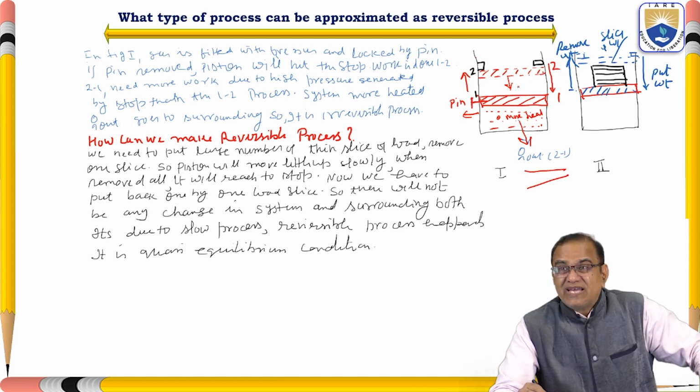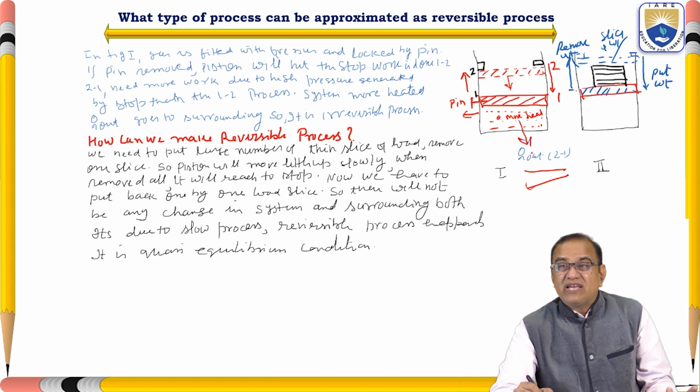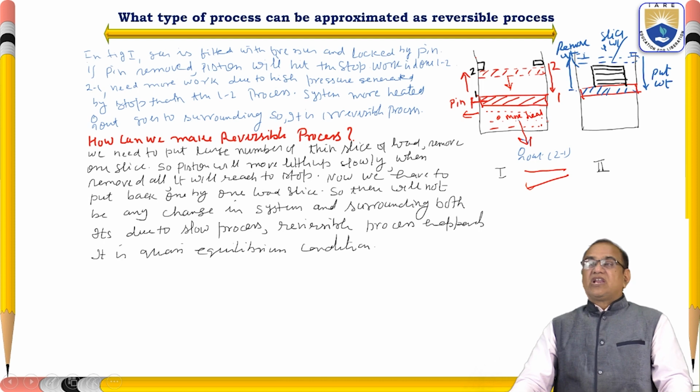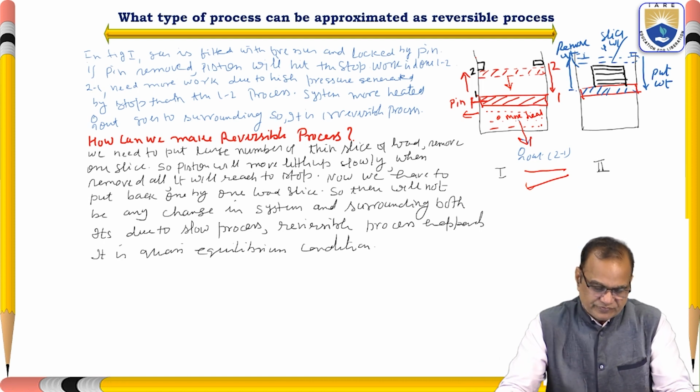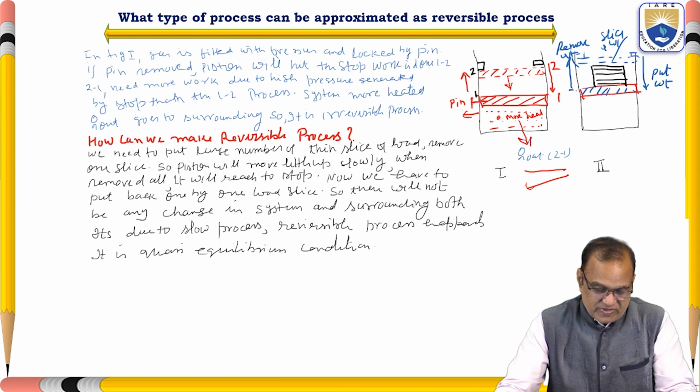So if you release this heat, your system is in the same state, but the surrounding is not, because the surrounding has got some additional heat. So this is not a reversible process, it is an irreversible process. So how can we make the system reversible?